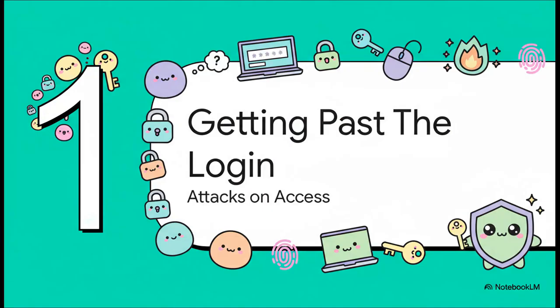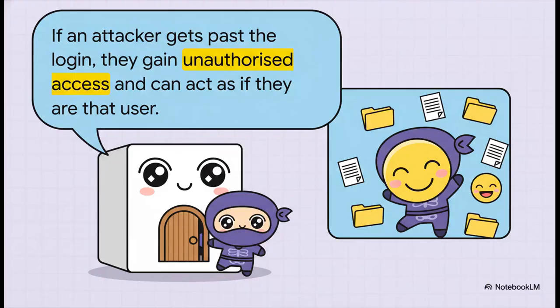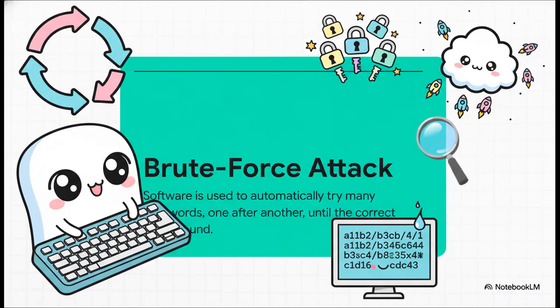All right, so let's look at that first type of attack, the one where the goal is to get inside. This is all about getting past that login screen we all know so well. You know how pretty much every website or app you use asks for a username and a password. Well, that's basically its digital front door. An access attack is all about finding a way to get through that door. And if an attacker manages it, they get what we call unauthorized access. The really crucial part is that once they're in, the system thinks they are the real user. They can do everything that user could do. So how do they do it?